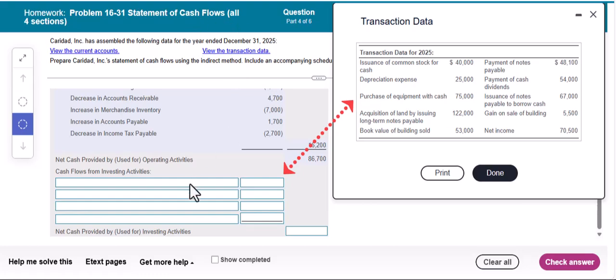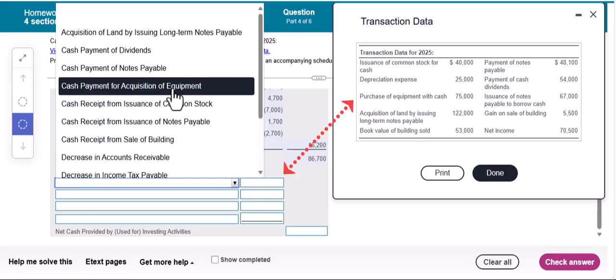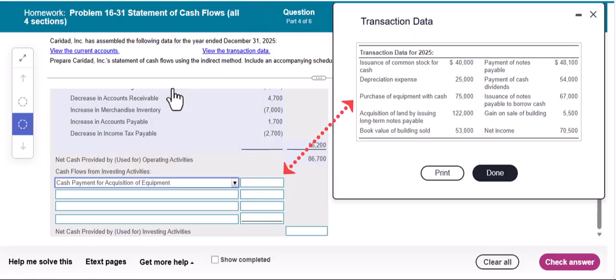So let's go ahead and input cash payment for acquisition of equipment. And since cash went down in order to purchase this, it's going to be a negative $75,000 that we are inputting. So then when we keep going down our list, we have acquisition of land by issuing a long-term note payable. So that transaction does not involve cash, but we did get a long-term asset by issuing long-term debt, so that is going to go in the 4th section.